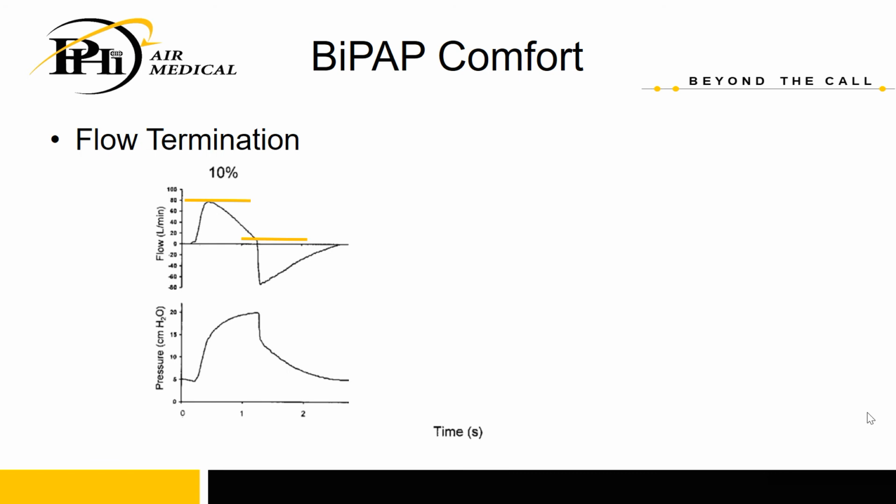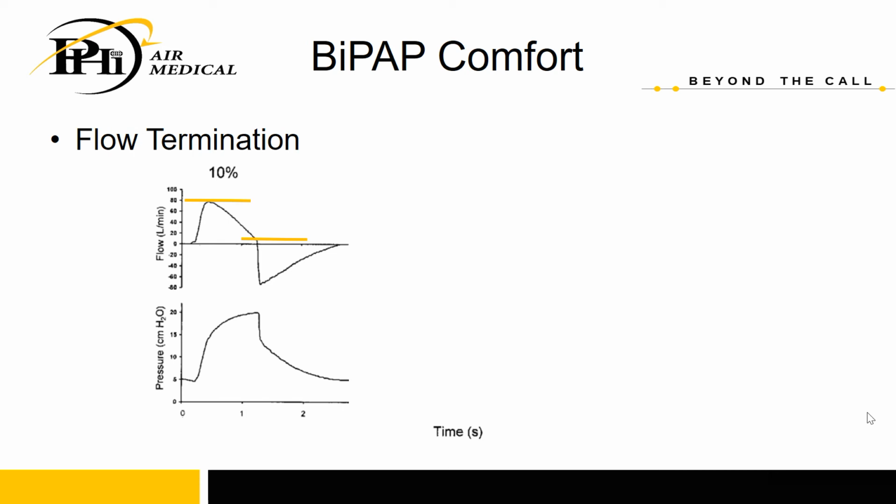There are two concepts when it comes to comfort on BiPAP, and this really will make a big difference for you, making your patients more comfortable and more compliant on these BiPAP settings. The first is a concept called flow termination. A lot of people throw that term around and probably don't know exactly what it means, but it's a fairly simple concept if you really just break it down. Right here we're looking at a flow termination that's set to 10%.